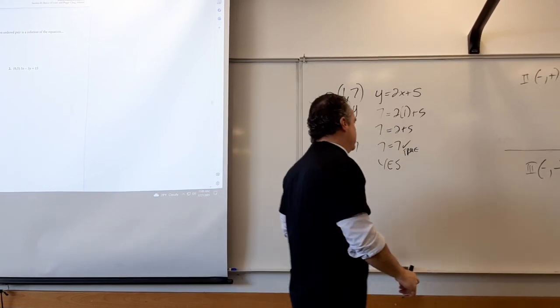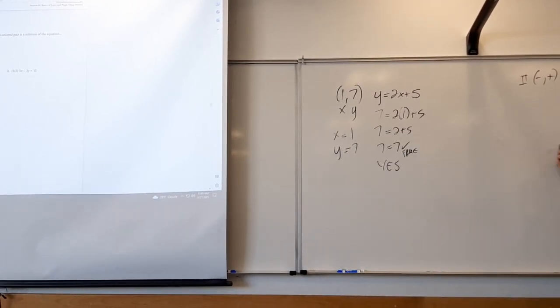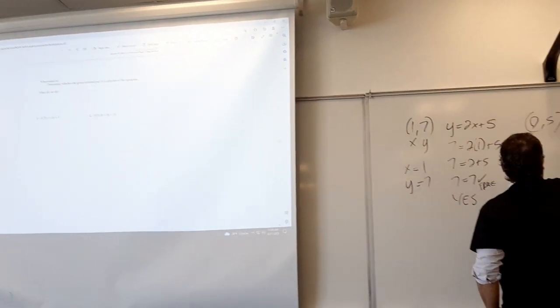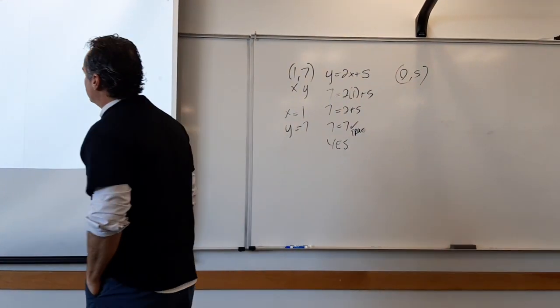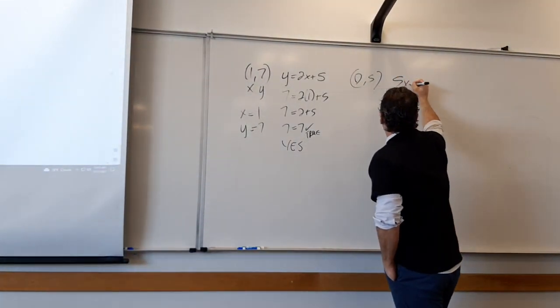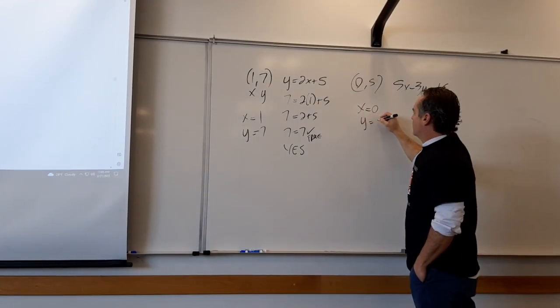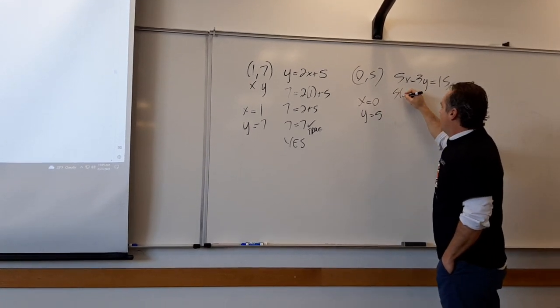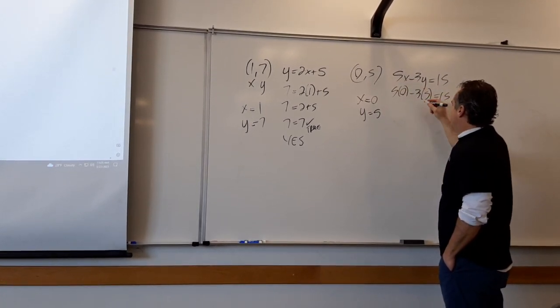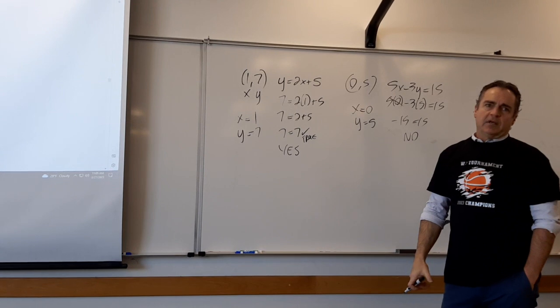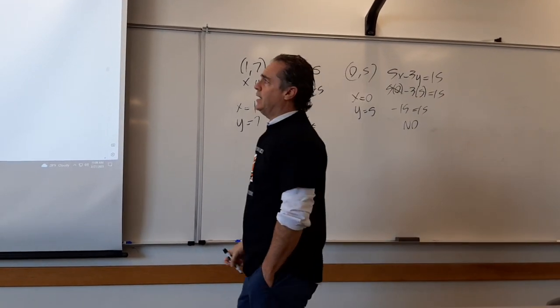Okay? Let's do the next one. Help me out. You guys do it. Plug it in. Yes or no? Yeah, it's a no. So we have 0 and 5. Right? And we have 5x minus 3y equals 15. What does x equal? 0. What does y equal? 5. So we have 5 times 0 minus 3 times 5 equals 15. This cancels. I get negative 15 equals 15. Nope, that is not making my equation true, so it is not a solution to the equation.